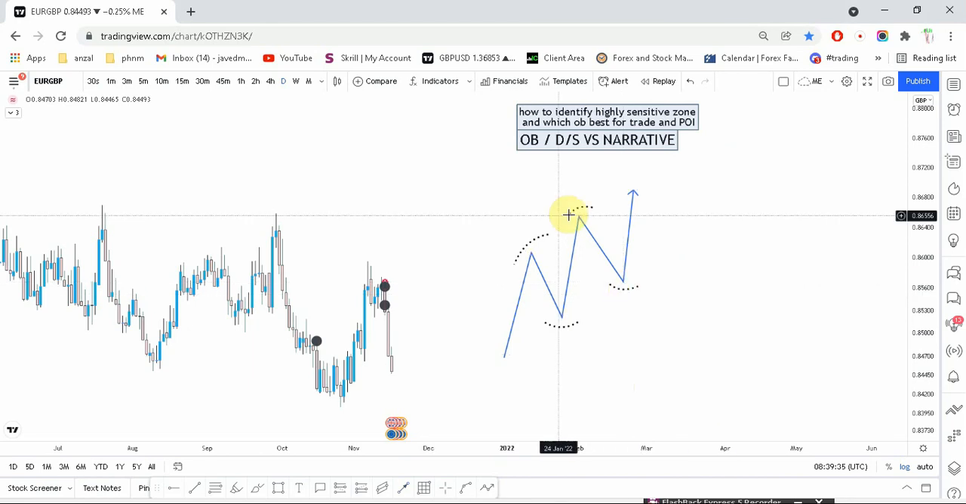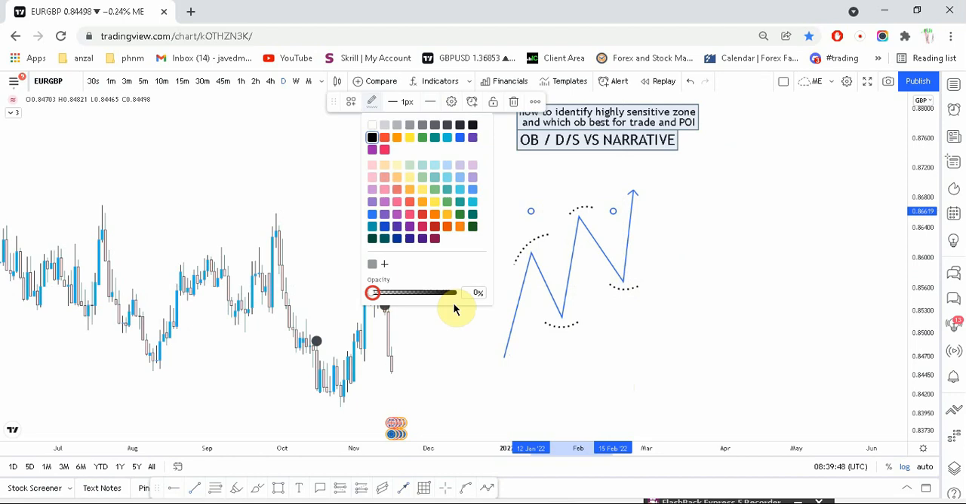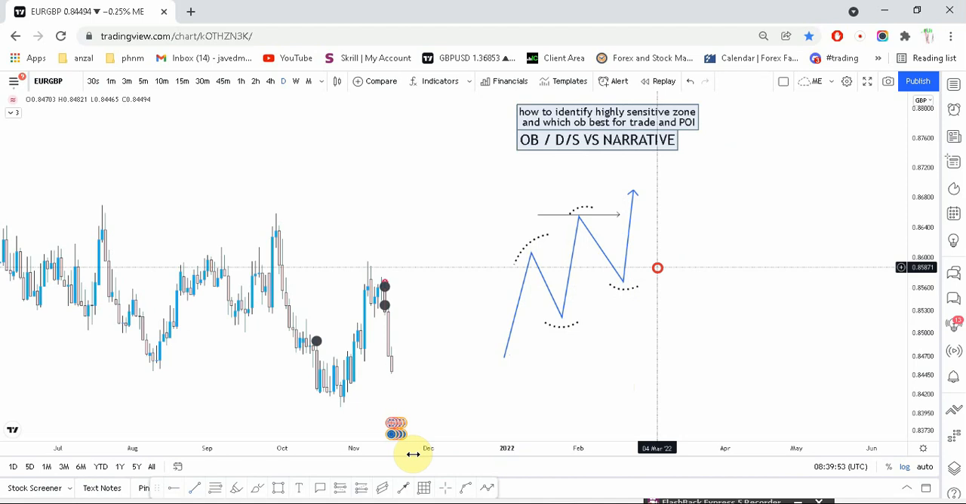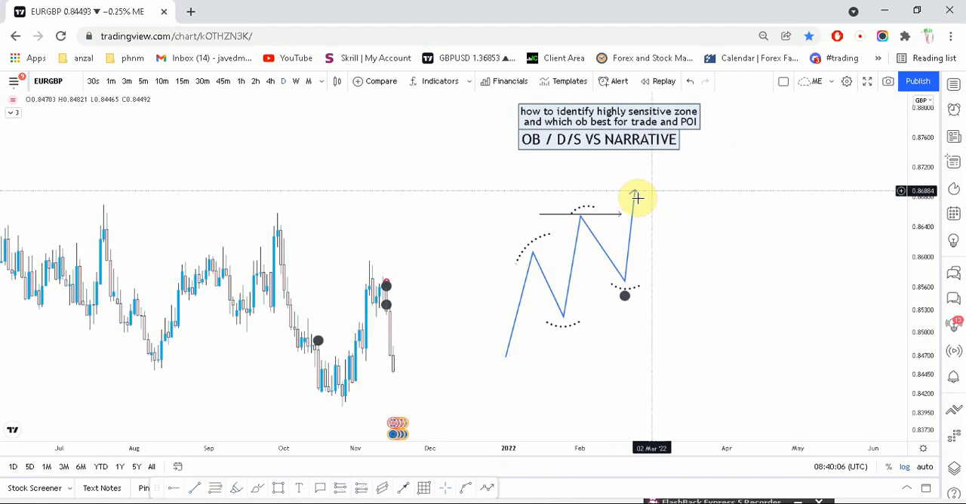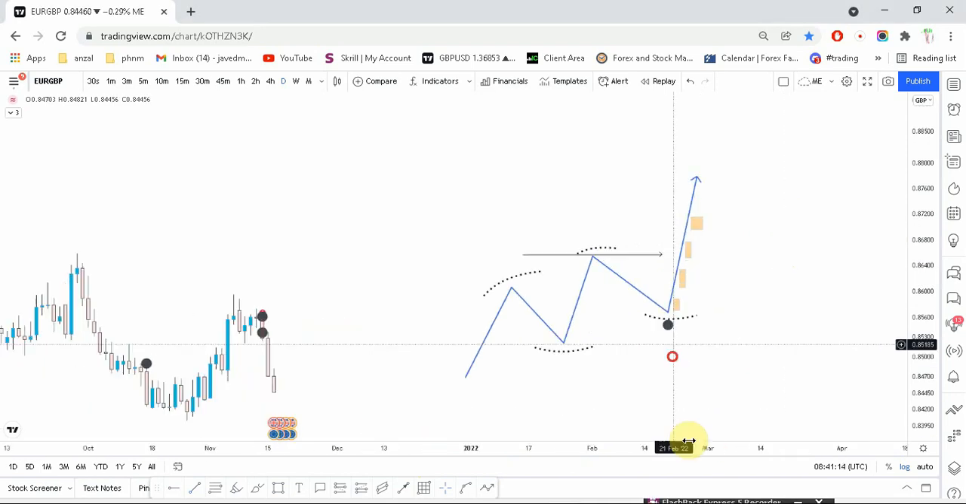When the market breaks this high, this low is a confirmed low, and this is your range. You trade in this range. From here to here, you see so many points of interest, demand zones or order blocks, and everything happens in this zone.